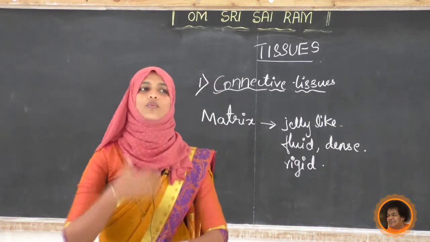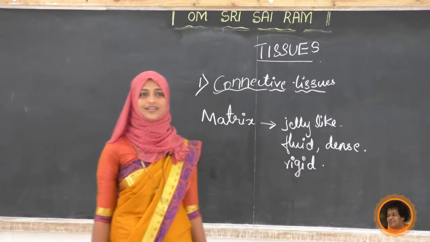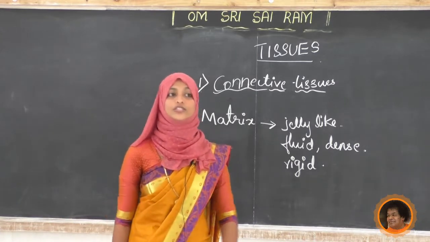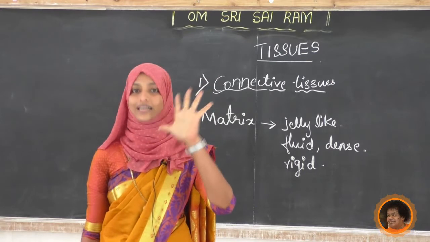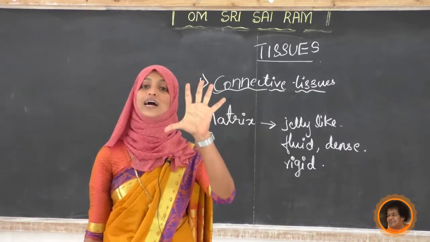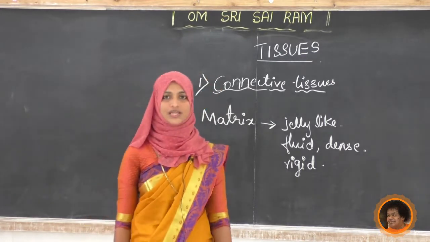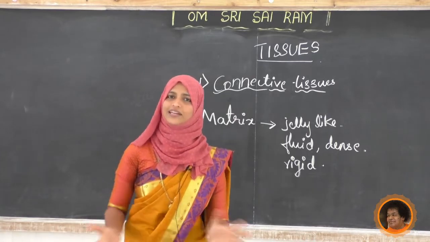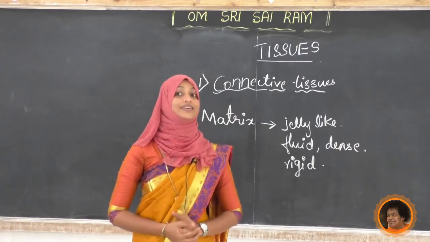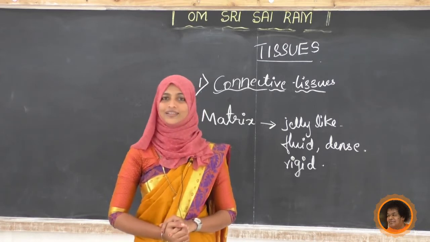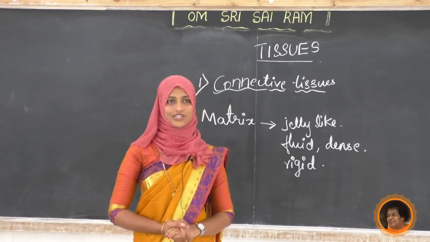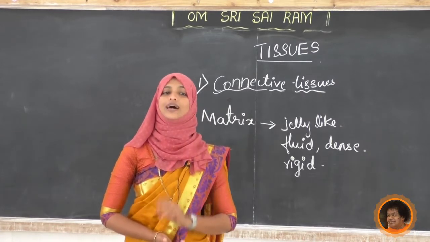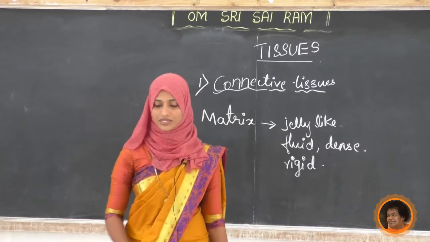Next we will see what the different types of connective tissues are. Connective tissues are classified into 5 types. Do you know any connective tissue? Yes, blood is a connective tissue. Bone is a connective tissue. Cartilage is also a connective tissue, and areolar connective tissue and adipose connective tissue.